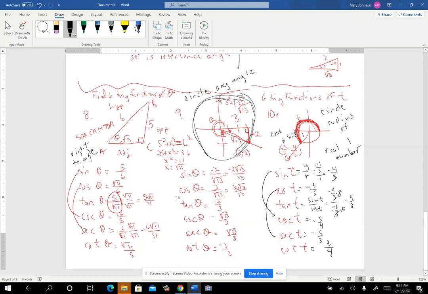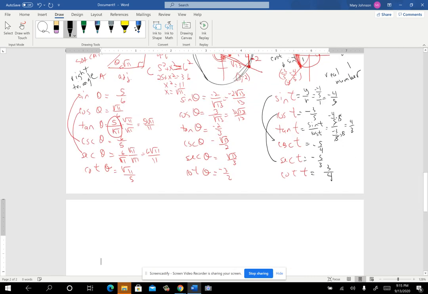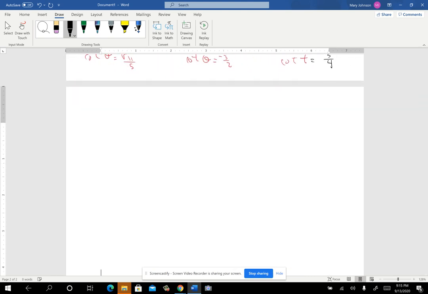All right, now we're going to look at questions 11 and 12 from page 598. Okay, so on these, we're supposed to, let me see if I can get this to page down. There we go. All right, so 11 and 12, the directions say find the exact value of the remaining trig functions.